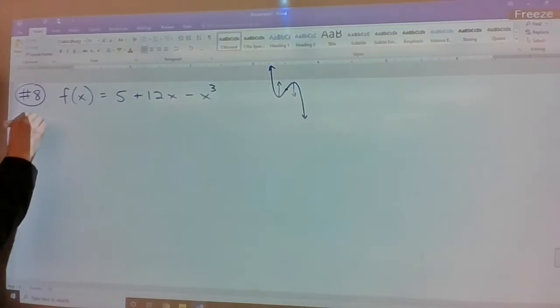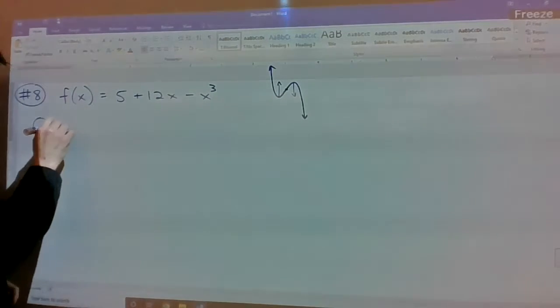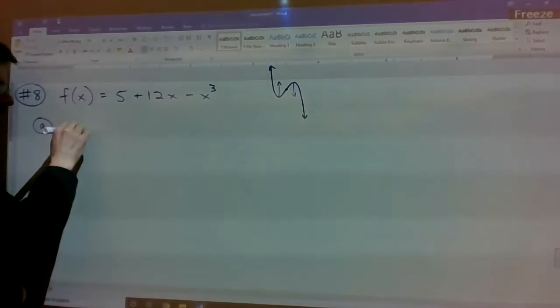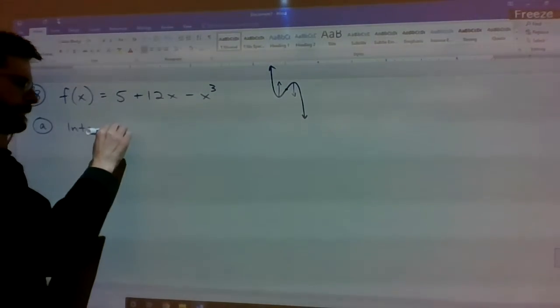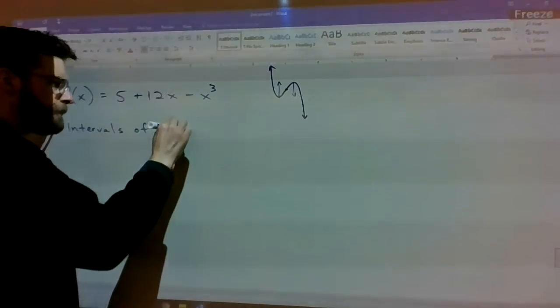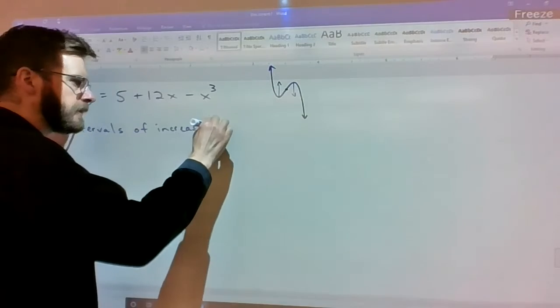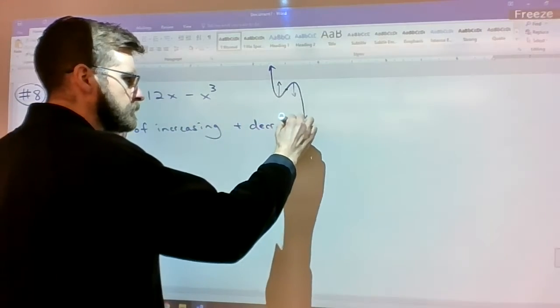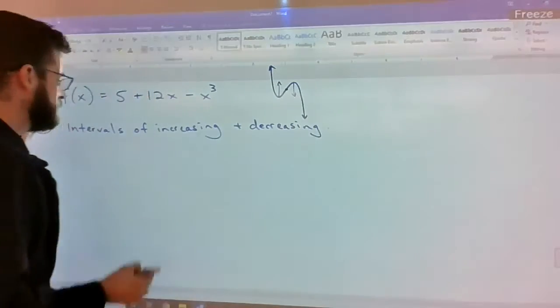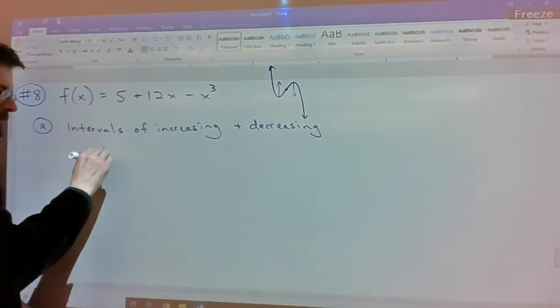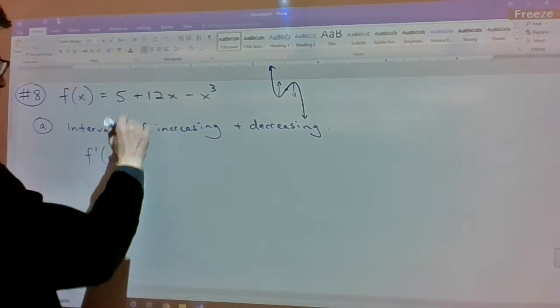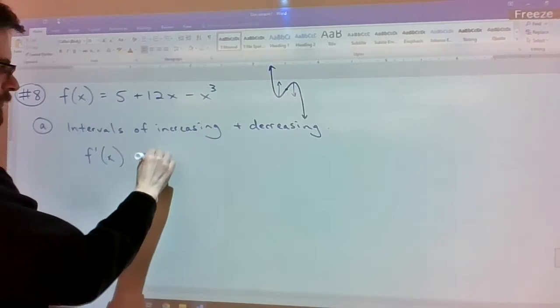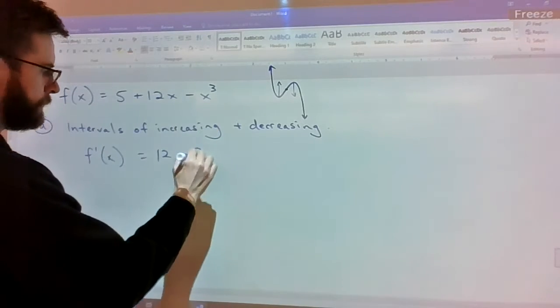All right, so part A, intervals of increasing and decreasing. First thing you gotta do is find the derivative. That's gonna be 0 plus 12 minus 3x squared.